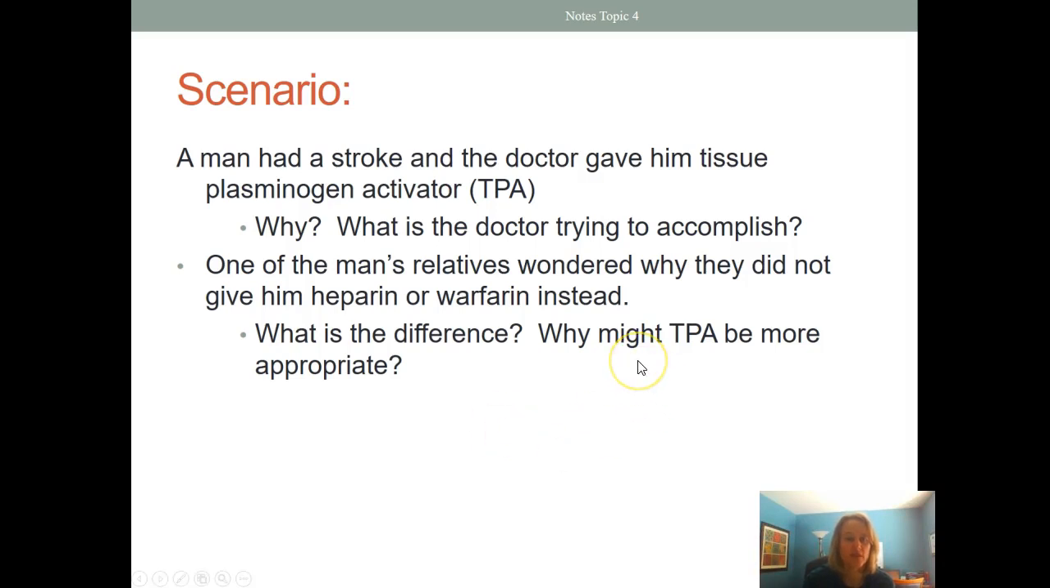Okay, and the answer is, well, TPA is a clot buster, so they're trying to treat the patient right away by breaking up those clots that are blocking the blood flow to the brain. Heparin and warfarin are anticoagulants, not clot busters. They may be given to prevent further clot formation, but they're not going to break down the clots.